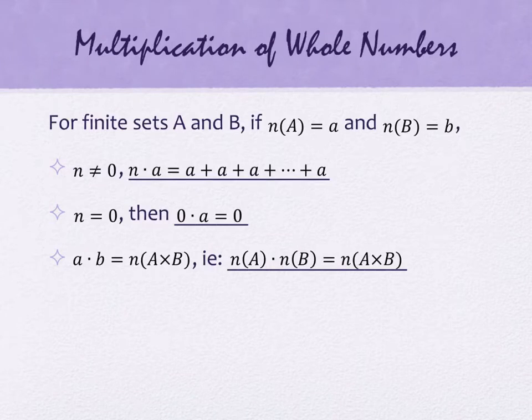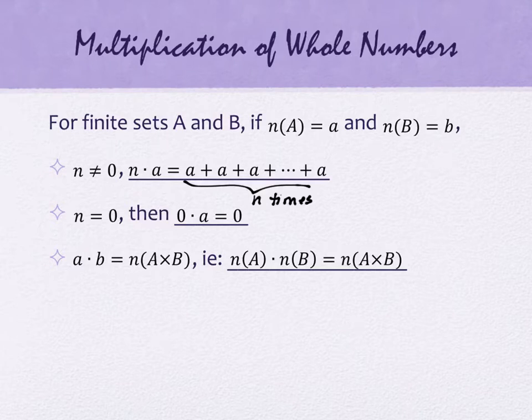So for finite sets A and B, if the number of items in set A is A, the number of items in set B is B. If n does not equal 0, then n times A is A plus A plus A plus A, a lot of pluses right here, n times. If n is equal to 0, we say that 0 times A is equal to 0.